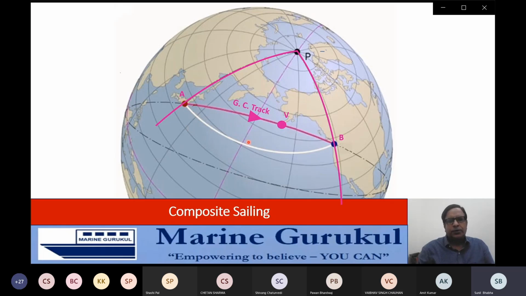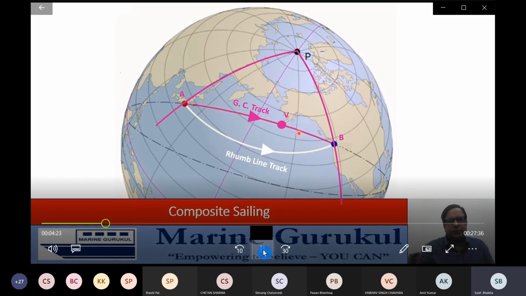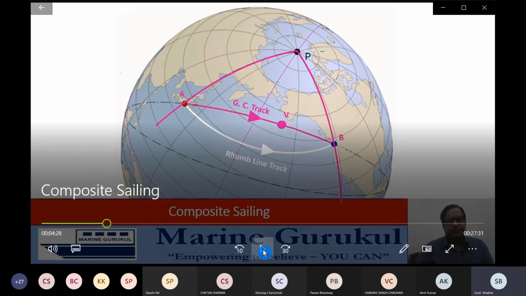Now this white track out here is the rhumb line track between the two locations, and we can see that the rhumb line distance obviously is greater than the GC track, and therefore the preferred track shall be the GC track from A to B.